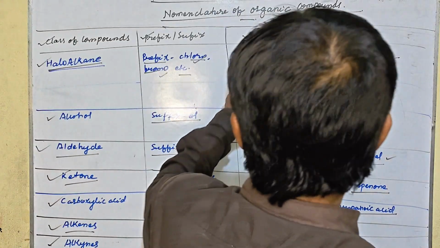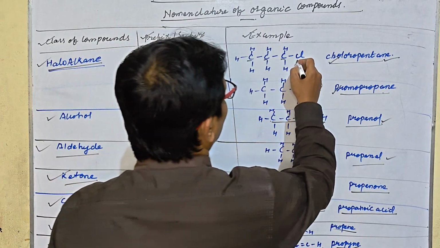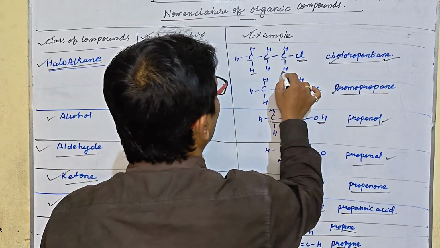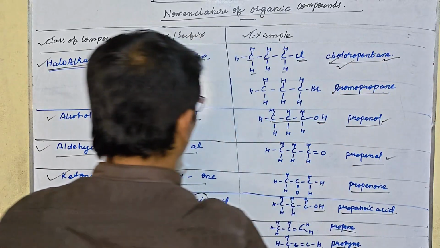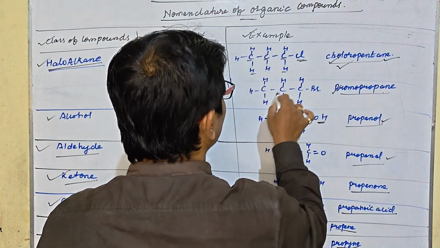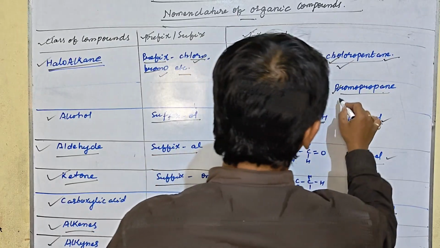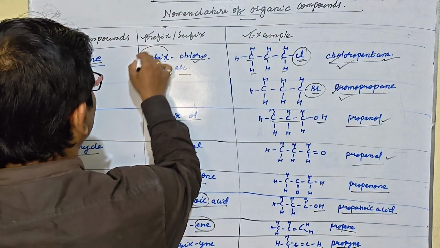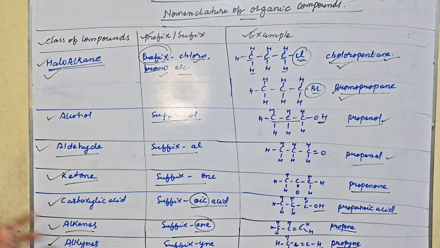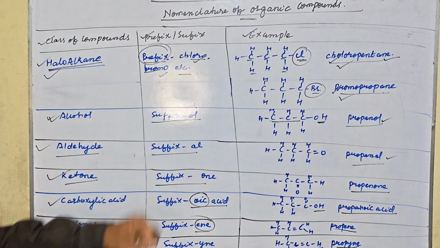and bromo. So there are 4 carbon atoms attached with chlorine, and there is a branch chain of hydrogen atoms. So this is the chloropentane formula. Second example is bromopropane. There are 3 carbons attached with bromine. So this is bromopropane, and the prefix is used there in haloalkane. If you want to know each and everything about this, go through my previous video. Right now I am discussing the nomenclature of organic compounds.